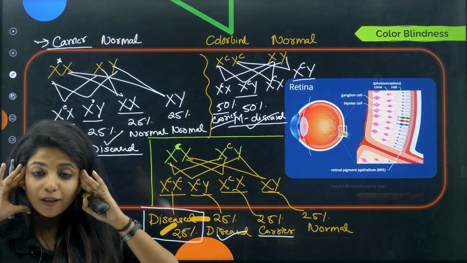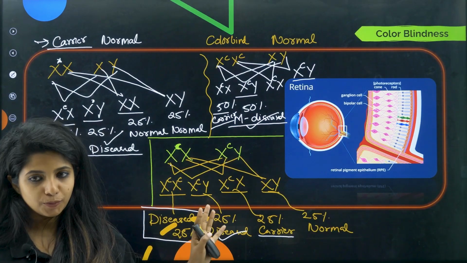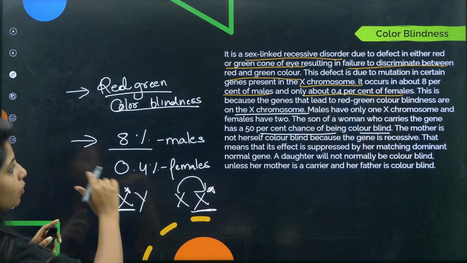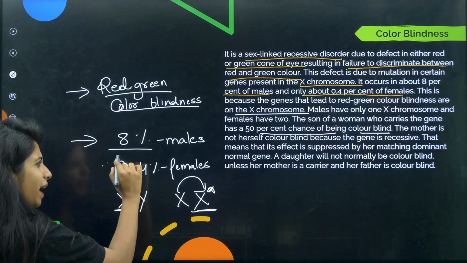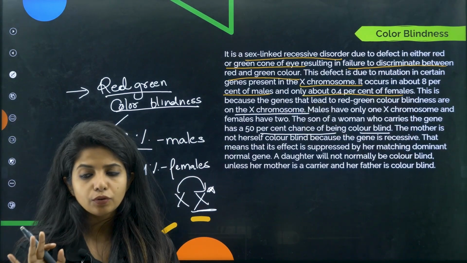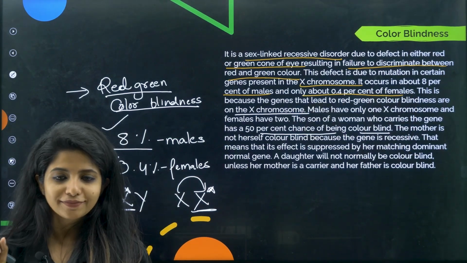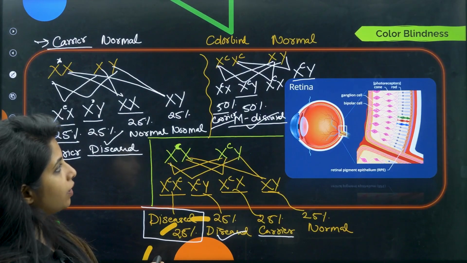I hope color blindness is clear to you. Please remember all these things. You have to practice a bit, but it will be really easy to understand if you keep on trying. Now going ahead, what do we have next?